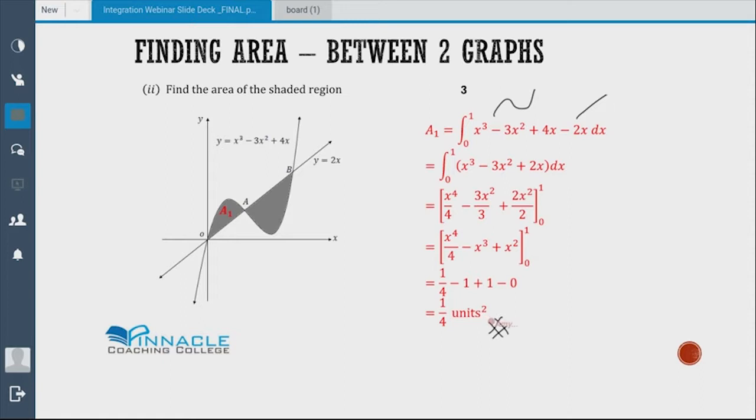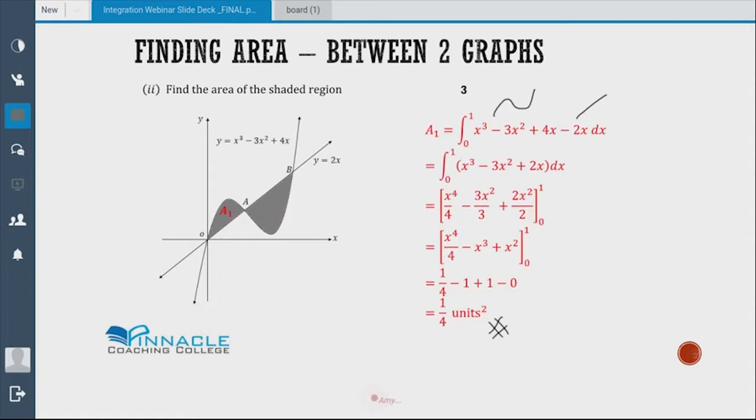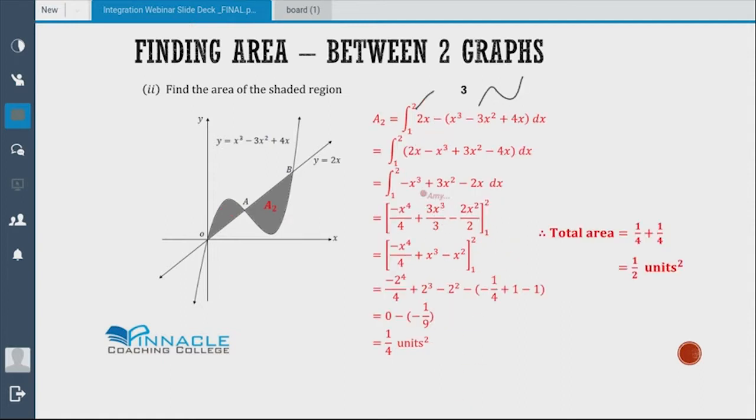Okay, so once you get the first part, then you repeat the same thing for the second part, which is the reverse. You can see the straight line is on top this time, whereas the cubic is on the bottom. So straight line goes first, then followed by cubic. And then again, simplifying, the only difference between A1 and A2 you see how this is x cubed minus 3x squared plus 2x. And this one's minus x cubed plus 3x squared minus 2x. So the sign is just flipped. Okay, so the integration should be exactly the same from here.